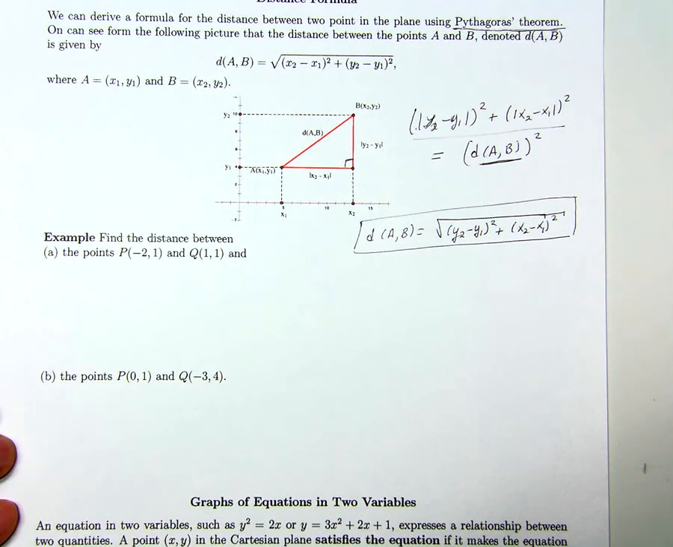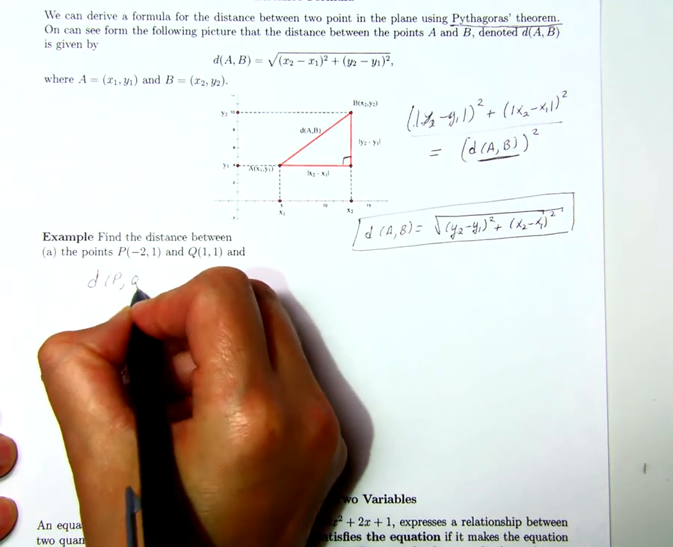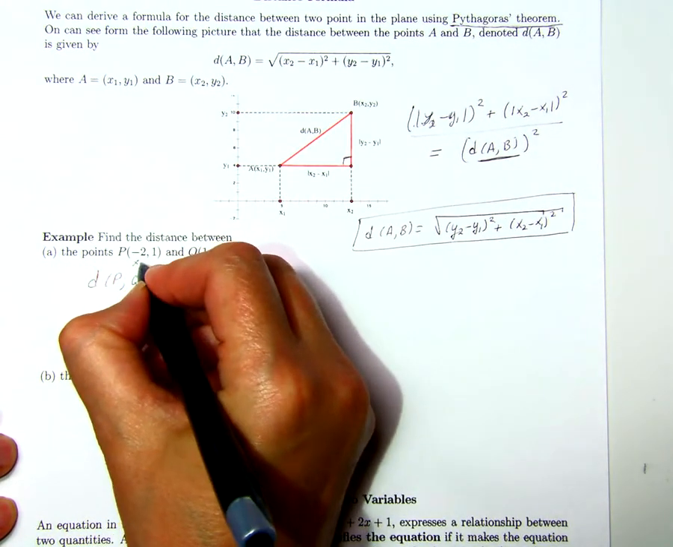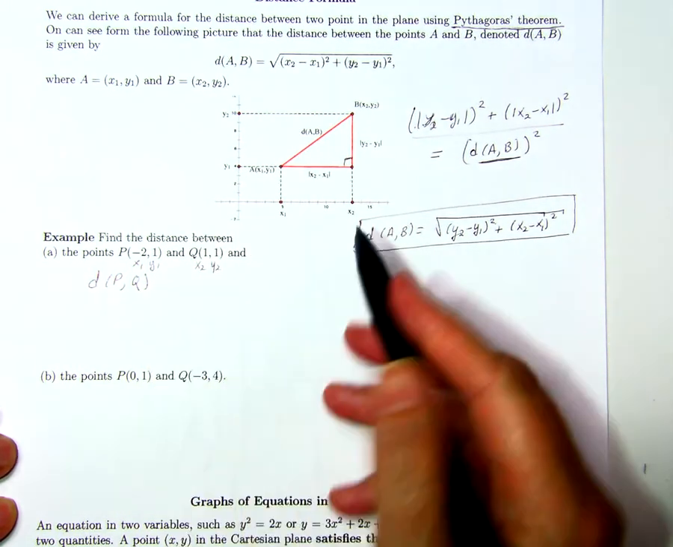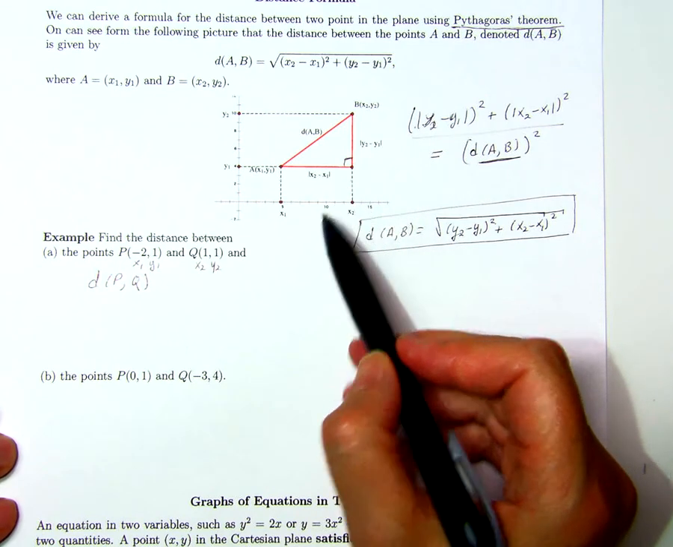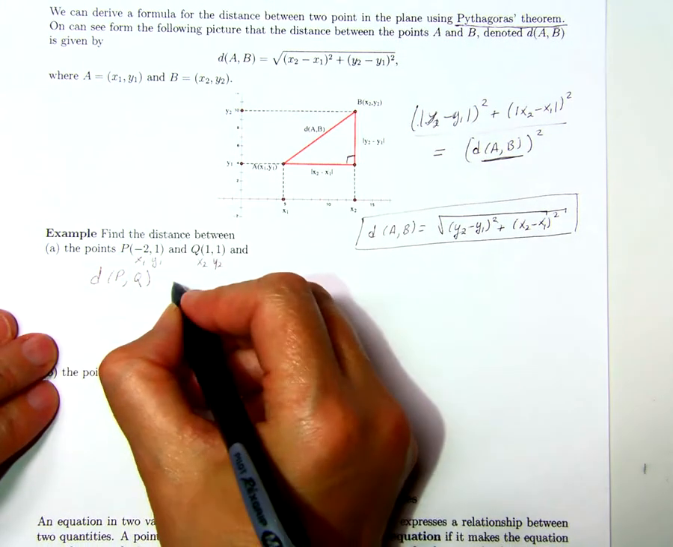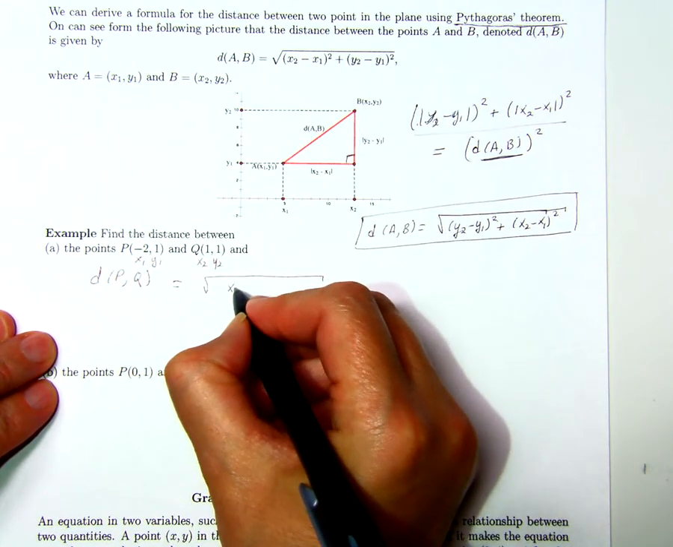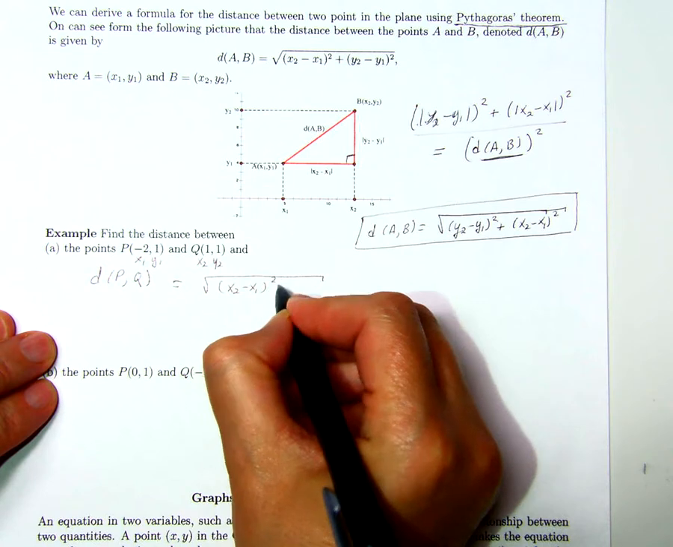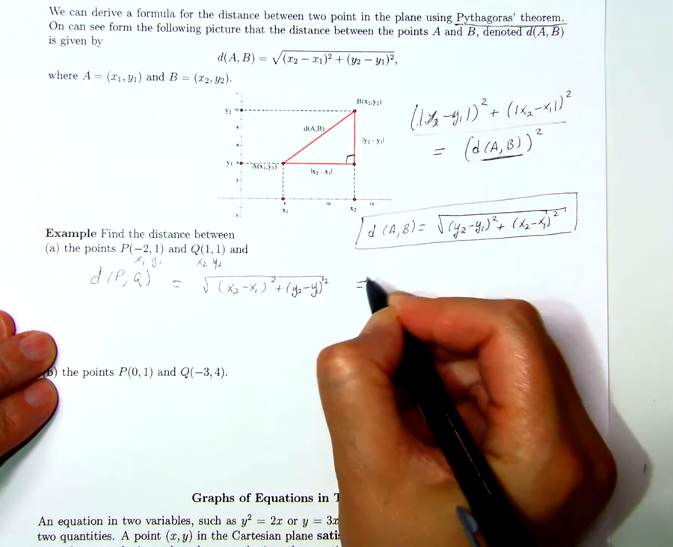Let's check these 2 points. The distance between P and Q here, well, I first assign x1, y1, x2, y2, and because we used absolute values to derive this formula, it doesn't matter whether y2 is larger than y1 or vice versa. My formula says that that's the square root of x2 minus x1 squared plus y2 minus y1 squared. And the rest, of course, are details.